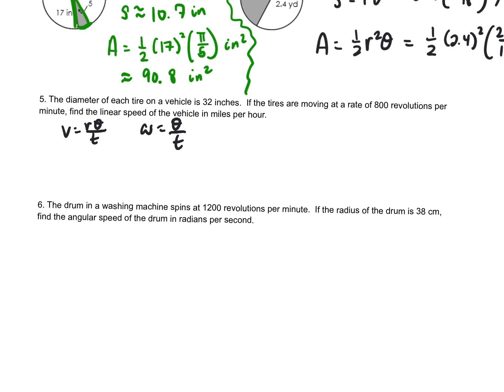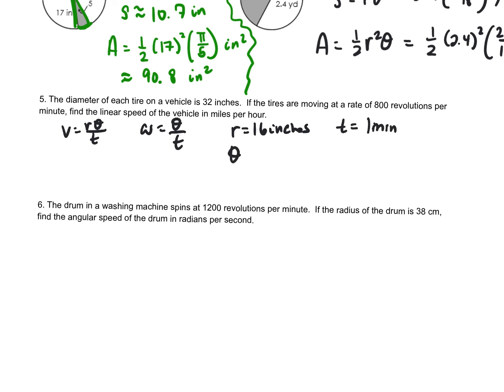So in this problem, it says the diameter of each tire on a vehicle is 32 inches. If the tires are moving at a rate of 800 revolutions per minute, find the linear speed of the vehicle in miles per hour. So we know this thing has a radius of 16 inches because the diameter is 32 inches. We know it is doing 800 revolutions in 1 minute, so our time is 1 minute.